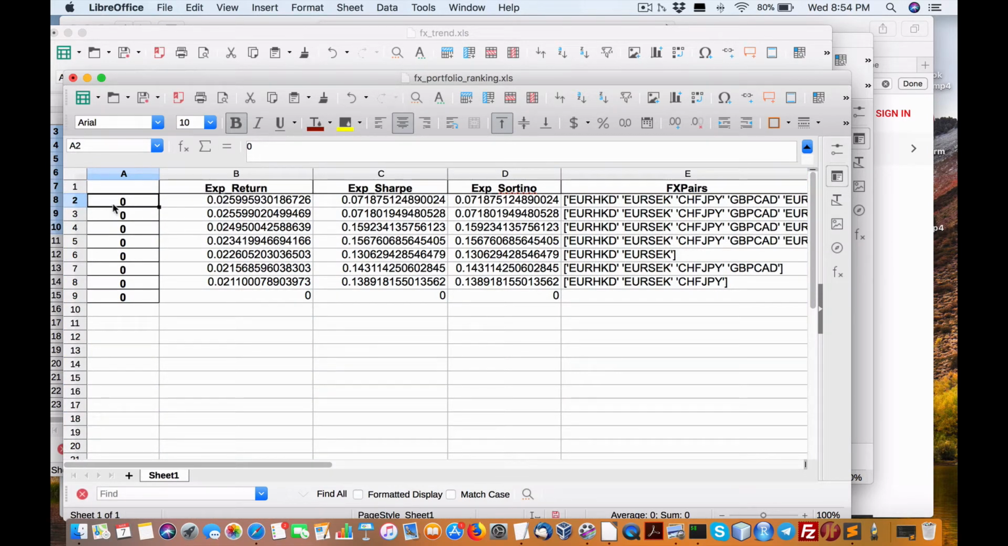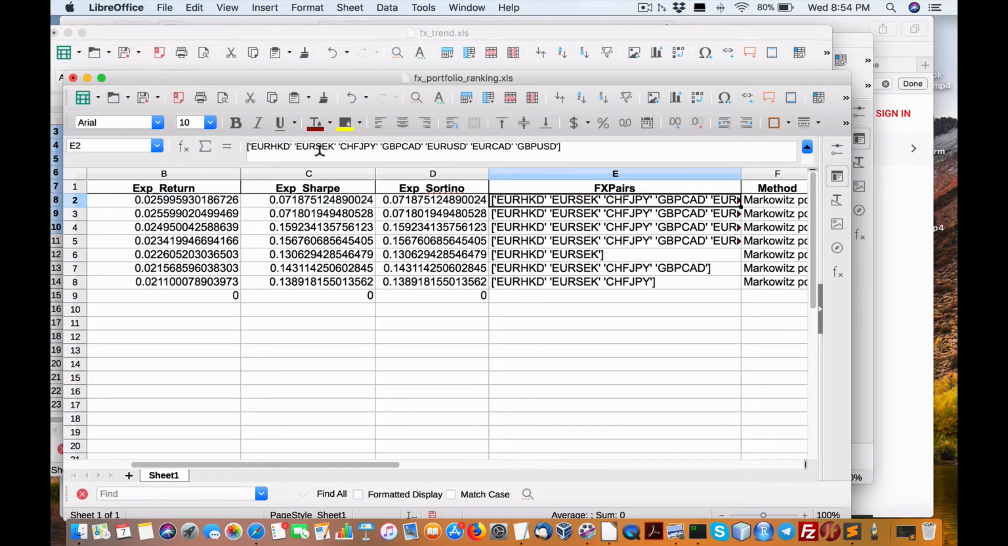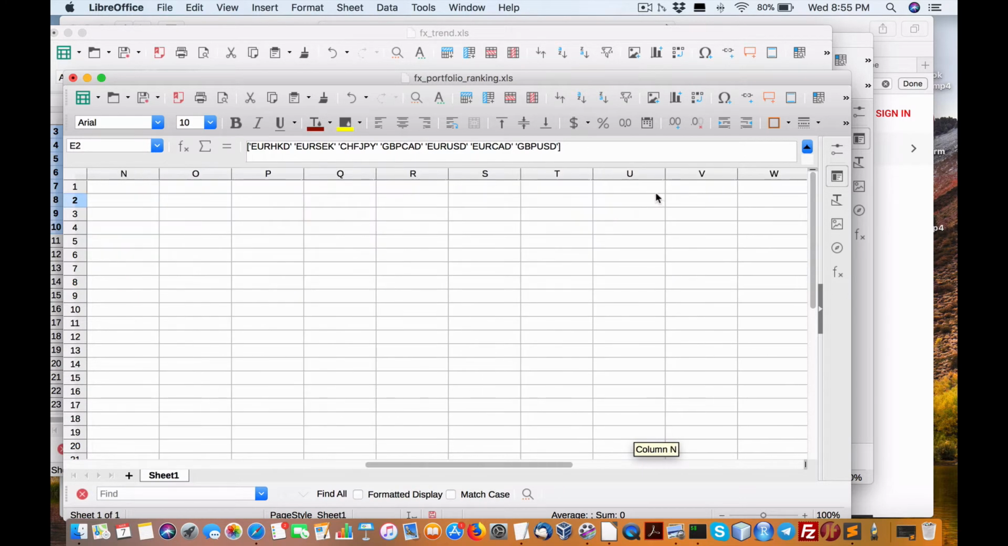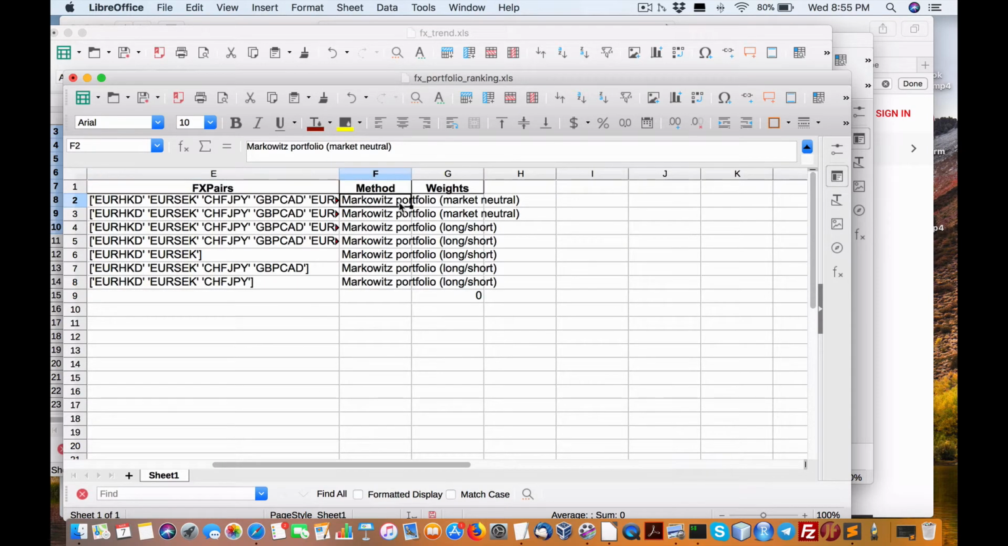Now again, what I'm about to show you are optimal weightings. So these are the FX pairs involved. Okay, so they would involve 1, 2, 3, 4, 7 currency pairs, which include the Euro Hong Kong dollar, Euro Swedish krona, the Swiss franc and the Japanese yen, the British pound, the Canadian, Euro in the US, Euro and Canadian, and British pound, the US dollar. And what kind of portfolio are we going to do? We are going to use a market neutral using Markowitz portfolio.